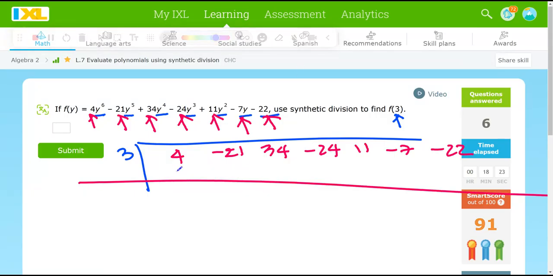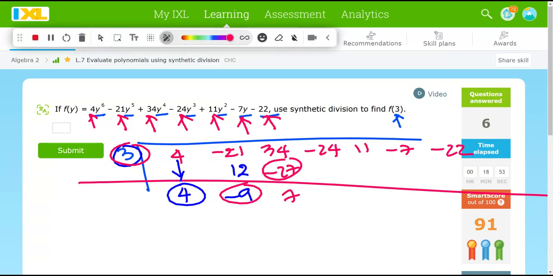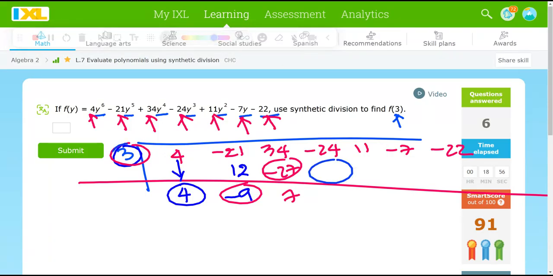First, I put down number 4. I take 3 times 4, become 12. Add negative 21 with 12, it become negative 9. Negative 9, I think so. All right. So now I will need to find this number. I take 3 times with negative 9, come out negative 27. I add 34 with negative 27, it come out 7. Now I want to find the number right here. I take number 3, I multiply with 7, become 21. Negative 24 with 21 is negative 3.